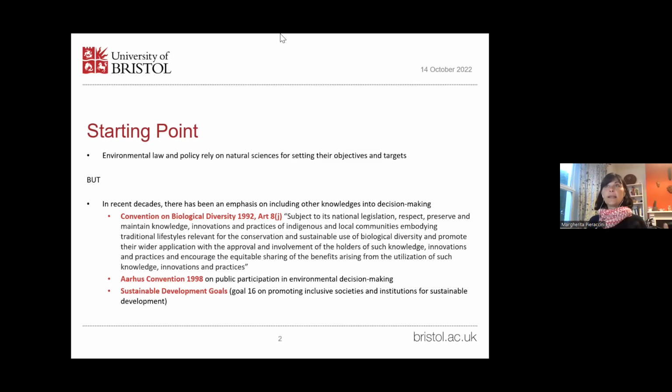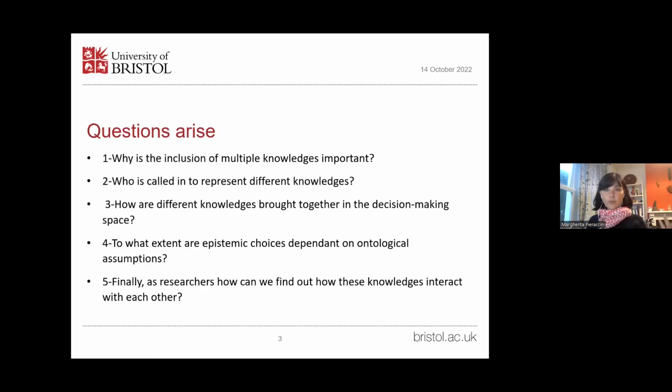So there is this clear, almost mandate that we need to be based on natural sciences, but we also need to engage with and include different knowledges and different views of the public, of sea users, when we are doing environmental decision making. And that's all well and good, but this actually raises a number of questions that I am going to tackle today. So the questions, and I just put a sample here because there could be many more, that arise for me are: why is the inclusion of multiple knowledges important?